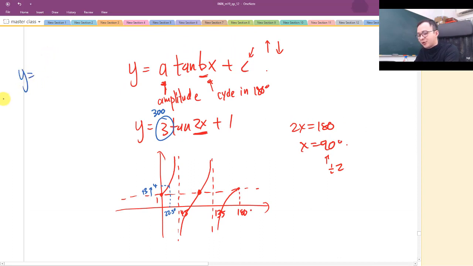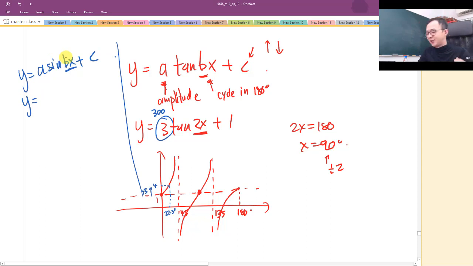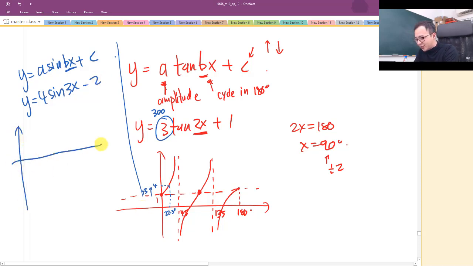So let's say y equals a sine bx plus c. Let's say I give an equation. Bx here means how many cycles there are in 360. So let's say I do 4 sine 3x plus 2. For example, I don't want to keep on with plus, so maybe minus 2. Same idea, I will draw the x-axis and y-axis first, and then because of negative 2, I will draw my negative 2 line, which is here.